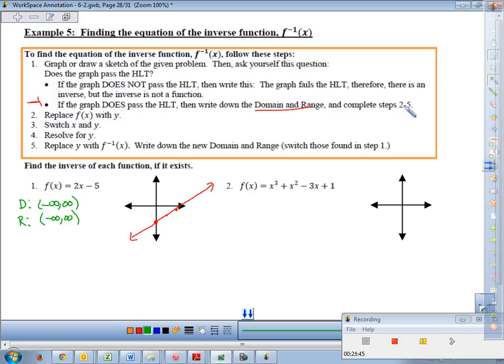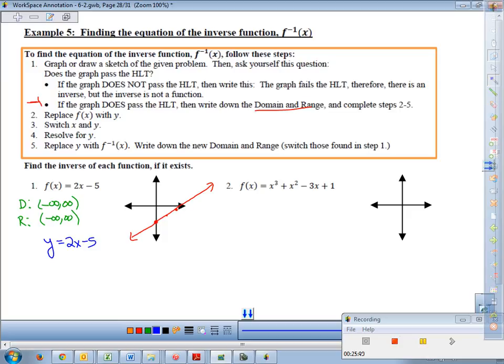Then complete steps 2 through 5. Step 2, replace f of x with y. So now, here's the equation of this puppy right here. We're going to write its inverse equation. So it says replace f of x with y. I'll do that. That would be y equals 2x minus 5. Sound all right? Please holler if you have a question. You with me on that?